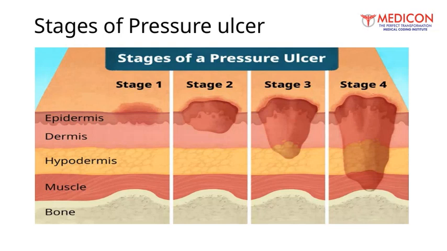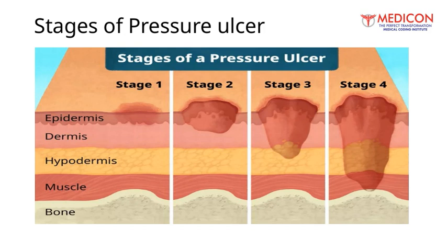Now, let's take a closer look at the stages of pressure ulcers. Understanding these stages is crucial because they help us identify how severe the injury is and guide our treatment approach. Starting with Stage 1, this is the earliest sign. You might notice skin that appears red or discolored, but there's no open wound yet. The skin may feel warm or firm to the touch, and it's often painful or tender. Recognizing this early stage is key to preventing progression.